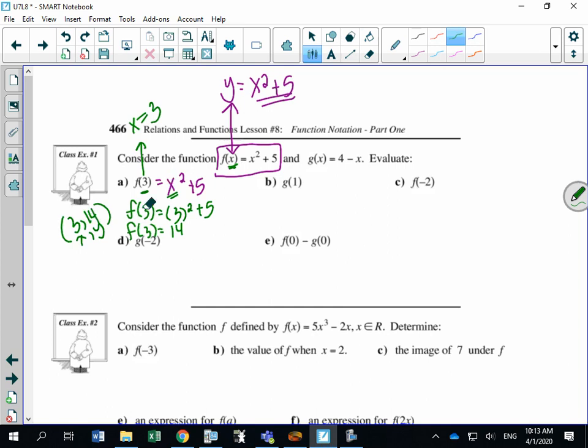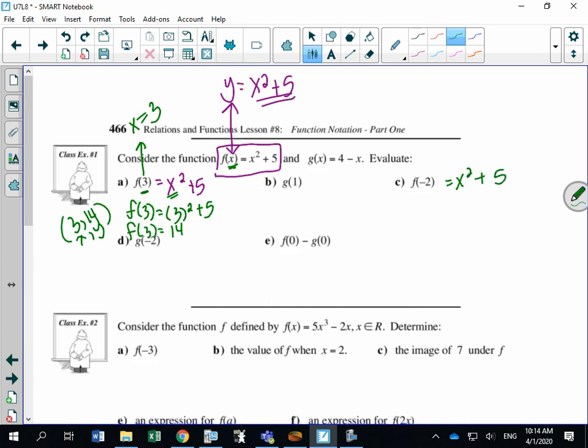If we were in class, I would say, okay, everybody, let's do C together, right? So you would say, okay, f of negative 2. They want me to deal with a function of f. So that's this one here. This function is my g function, so it's a different equation, right? If I'm dealing with f, I'm dealing with this function here. So I'm going to write the equation x squared plus 5.